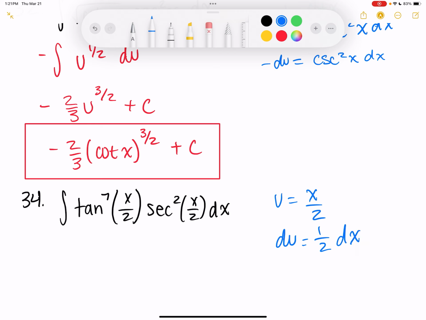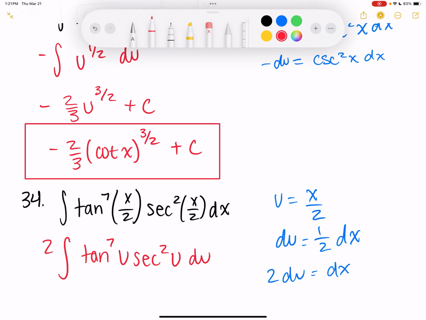Do I have a 1/2 over there? No, I don't. So this is going to be 2 du equals dx. So I have 2 integral tangent to the 7th of u secant squared of u du. Now what? Well, I haven't taken the antiderivative yet, so I can't plug it back in.